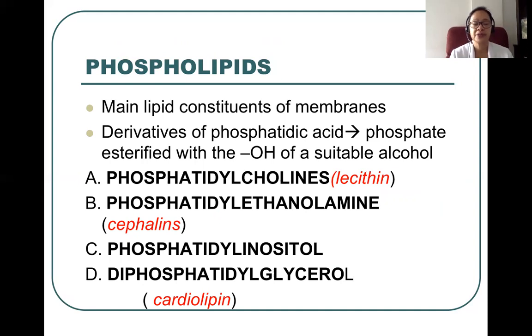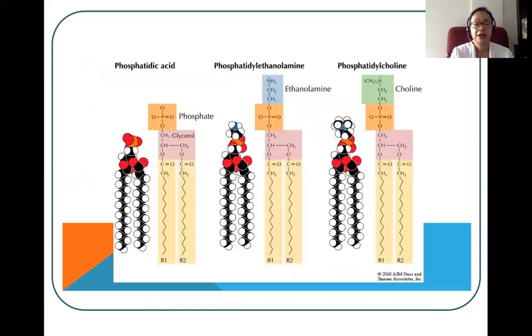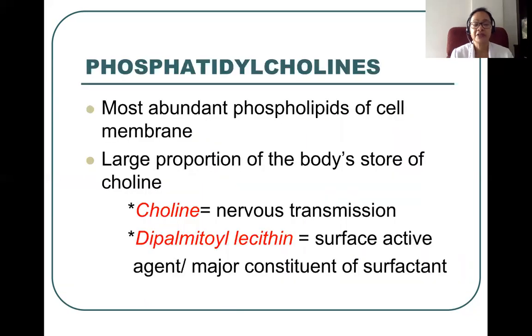These are the examples of your phospholipids: the phosphatidylcholines or your lecithin, the phosphatidylethanolamine or your cephalins, the phosphatidylinositol, and the diphosphatidylglycerol or your cardiolipin. Okay, so these are your phospholipids. So phosphatidylcholine, they are the most abundant phospholipids of cell membrane. And they are very important in nervous transmission, in the form of choline, and as a very important constituent of the lungs, particularly in the surfactant.